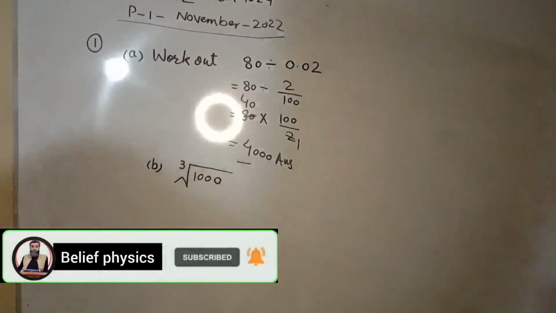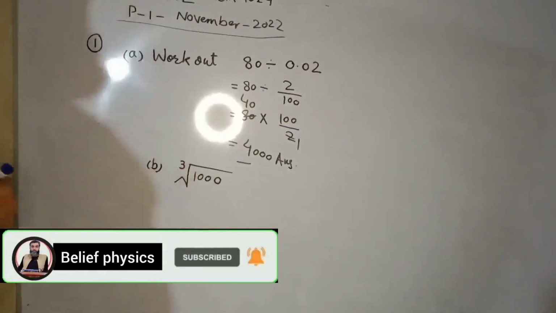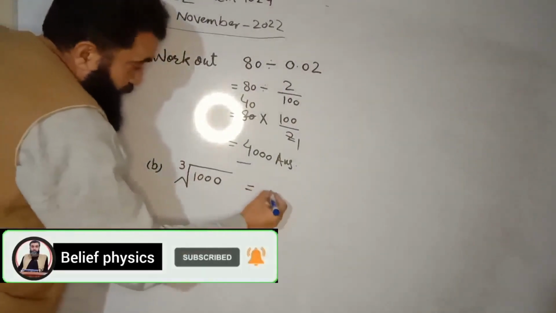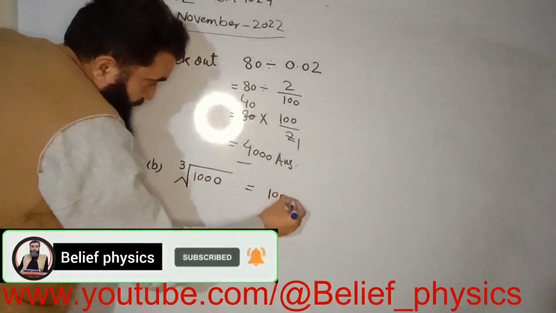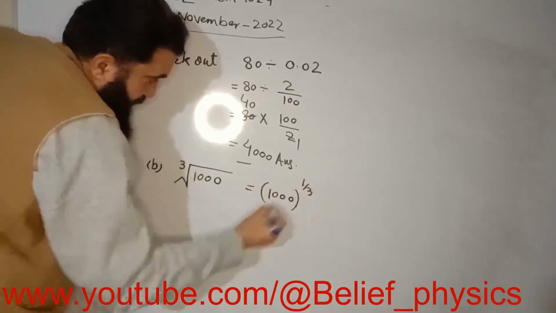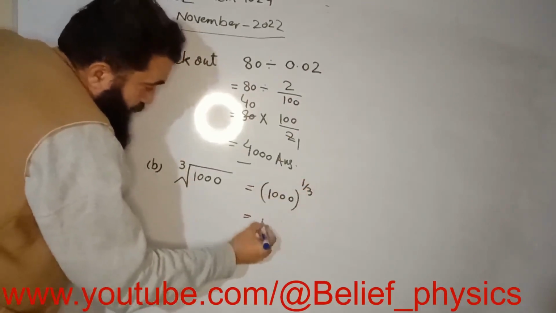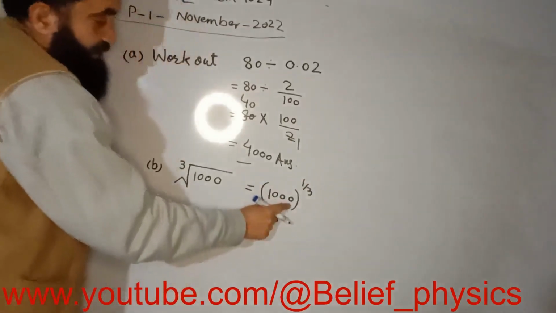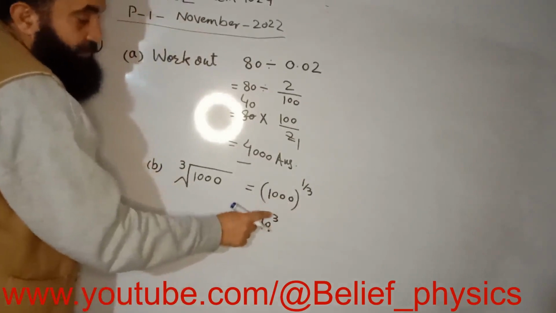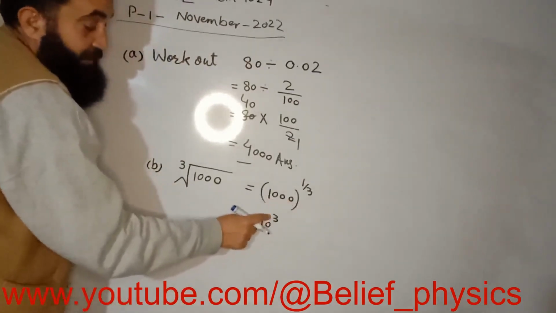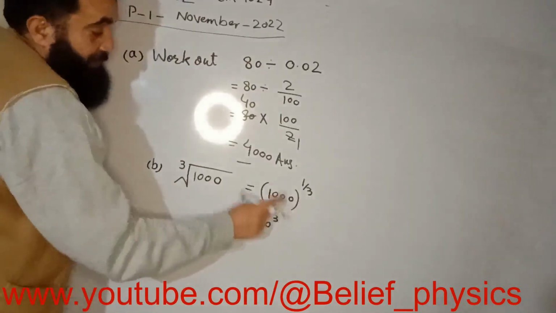B part is evaluate cube root of 1000. Cube root means power 1 over 3. So this will be equal to 1000 power 1 over 3. Now 1000 is equal to 10 power 3. The number of zeros will tell you the power of 10. If there are 4 zeros, it is 10 power 4, if it is 3 zeros, 10 power 3.